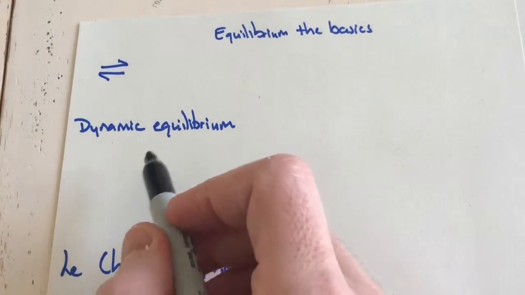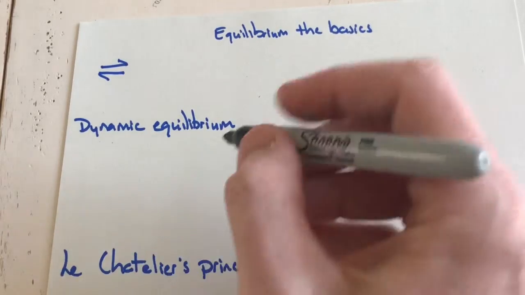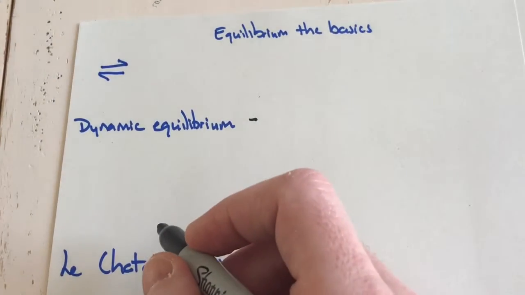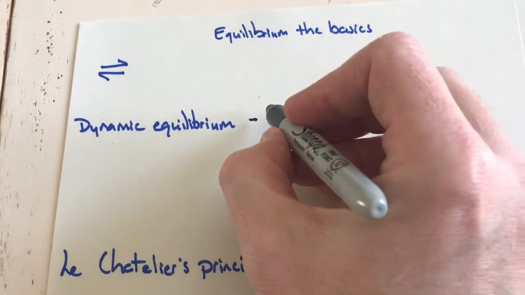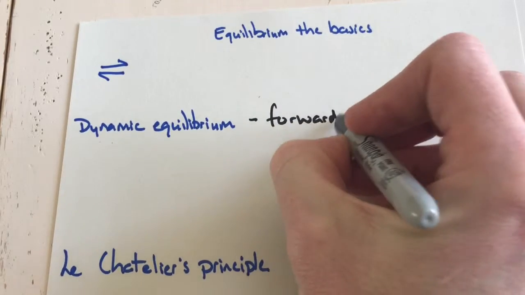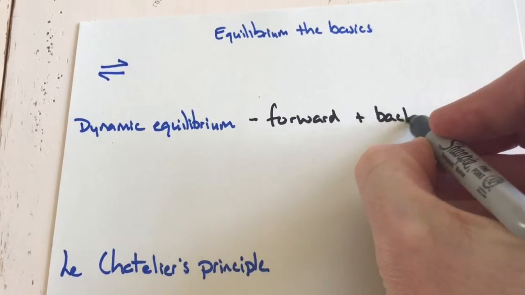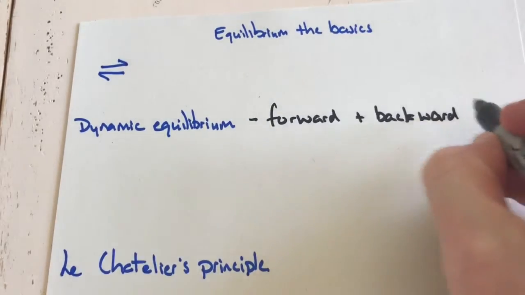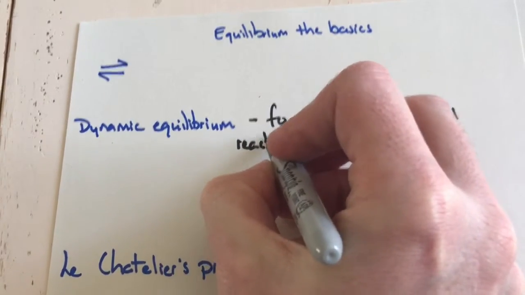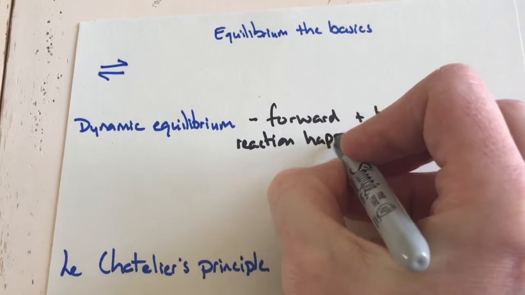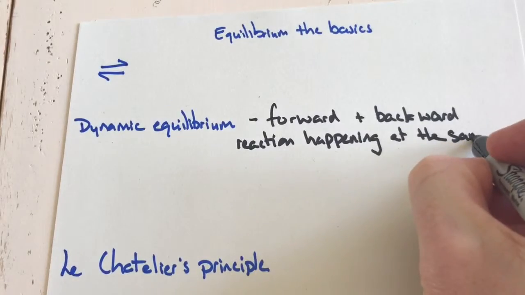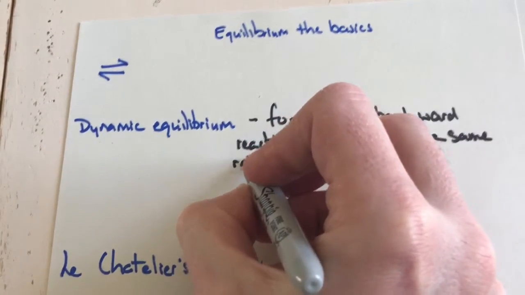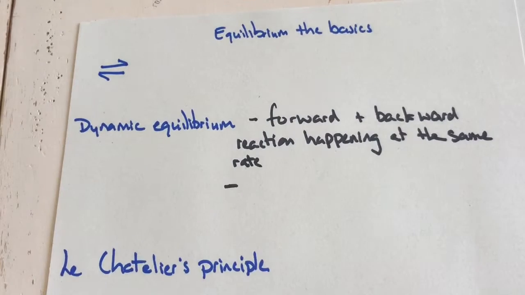Linked to that, we need to explain the term dynamic equilibria. Dynamic equilibria is a point that's reached during a reaction where the forward and backward reactions are happening at the same rate. So here we have forward and backward reactions happening at the same rate.